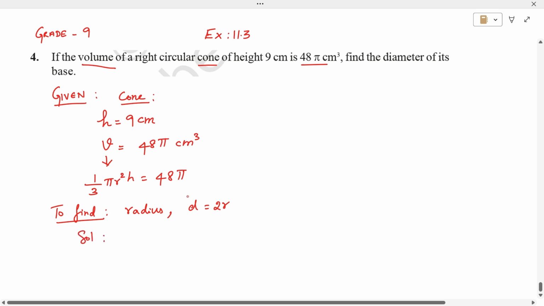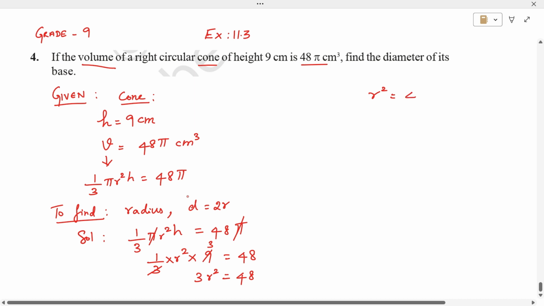So in order to find the solution, I know the volume is 48 pi, and you can see the pi is there on both sides of the equation, so just cancel it. So 1 by 3 r I need to find, so keep that as it is. h is 9 centimeter, that is equal to 48. So 3 times 3 is 9. So 3r square is equal to 48. So what is r square then? r square is equal to 48 by 3, which is 16. So r square is 16.